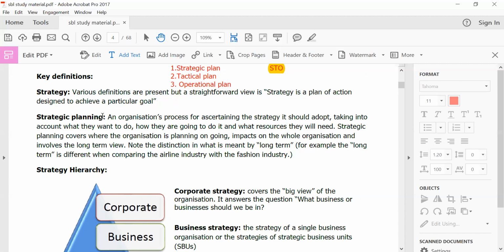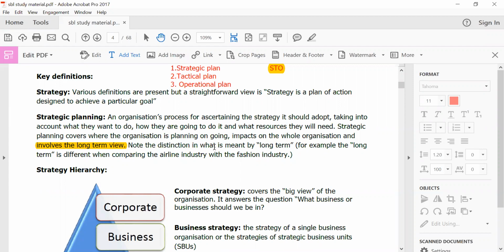So strategic planning is an organizational process for ascertaining the strategy it should adopt, taking into account what they want to do, how they are going to do it, and what resources they will need. Strategic planning covers where the organization is planning on going, its impact on the whole organization, and involves the long-term view. So this is very, very important. This type of planning involves the long-term view of the organization. That is what makes it a strategic plan, mostly by the top level management.